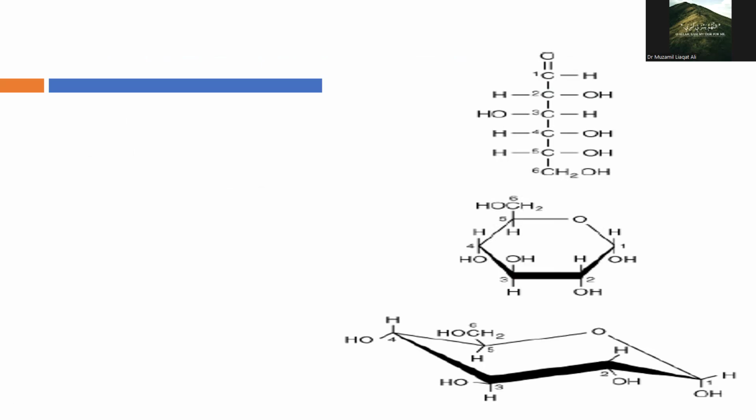So this structure shows the pyranose and the furanose ring structure, right? Monosaccharides cyclize to form rings resembling either pyran, the 6-membered ring, or furan, that is the 5-membered ring.